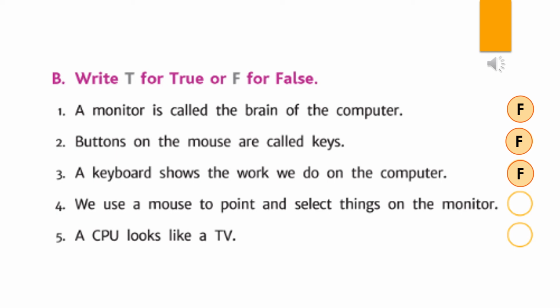Next question is, we use a mouse to point and select things on the monitor. Absolutely right. So it is true. The answer is true. The last question is, a CPU looks like a TV. The answer here is false. Which looks like a TV? The monitor looks like a TV. So that answer is also false.